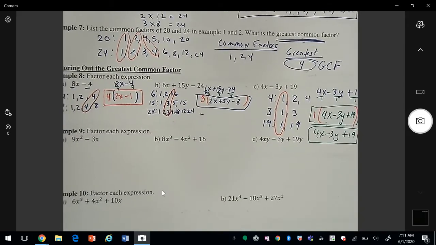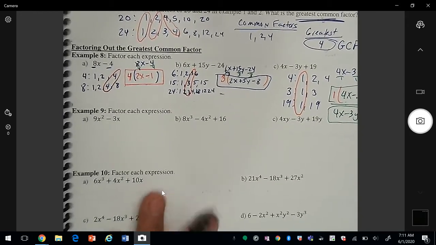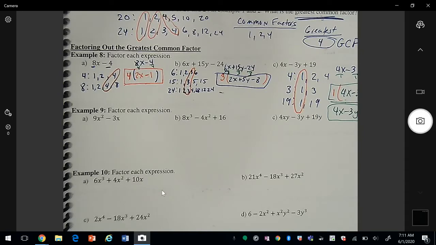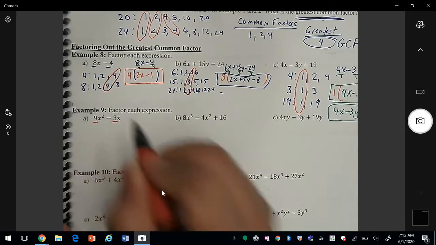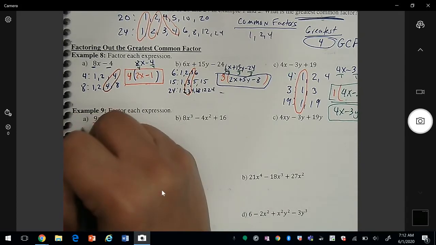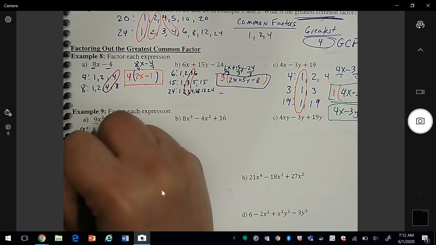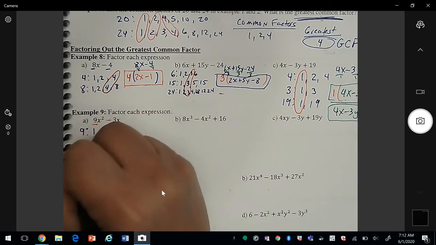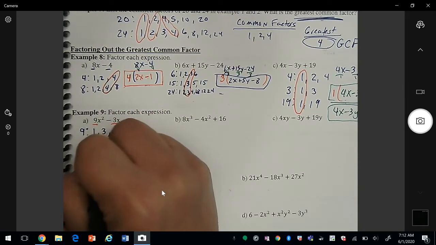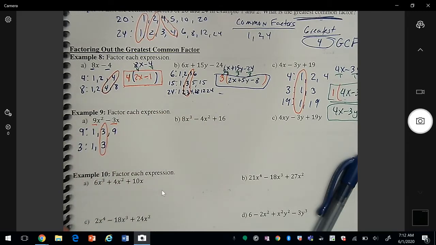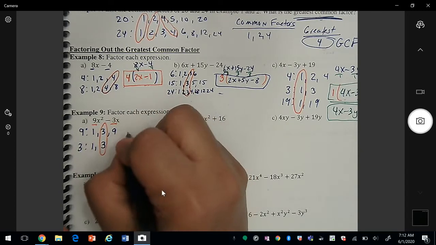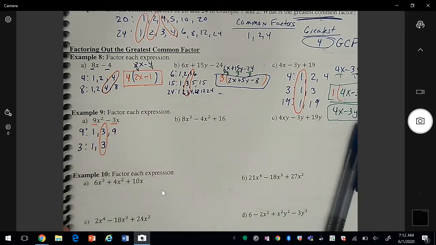Let's go on to the next one. Factor each expression. So the first thing we want to do is worry about the numbers. So we have 9. The factors of 9 are 1, 3, and 9. The factors of 3 are 1 and 3. So my greatest common factor is 3. So I'm going to write 3 on the outside.